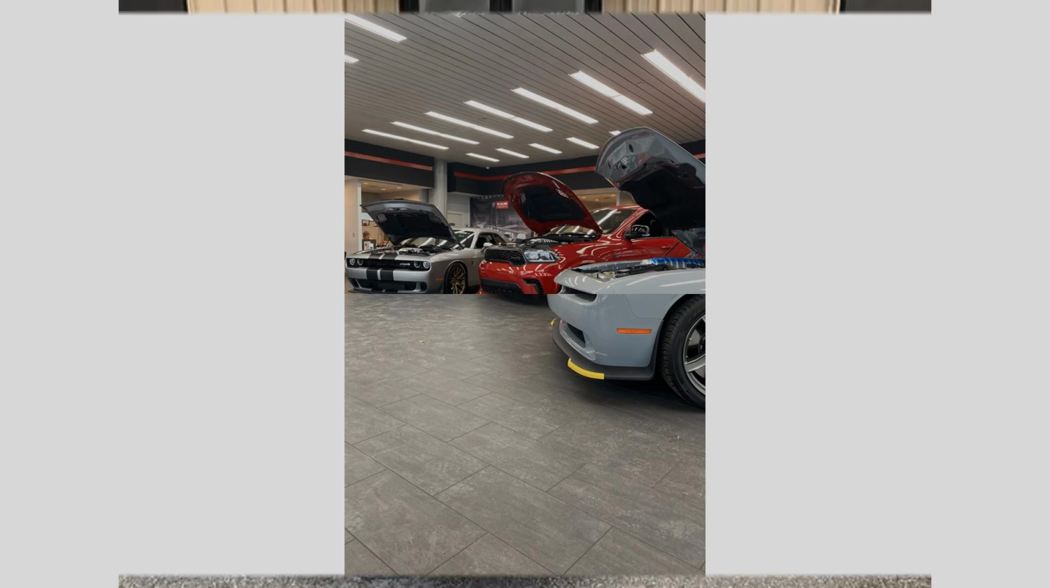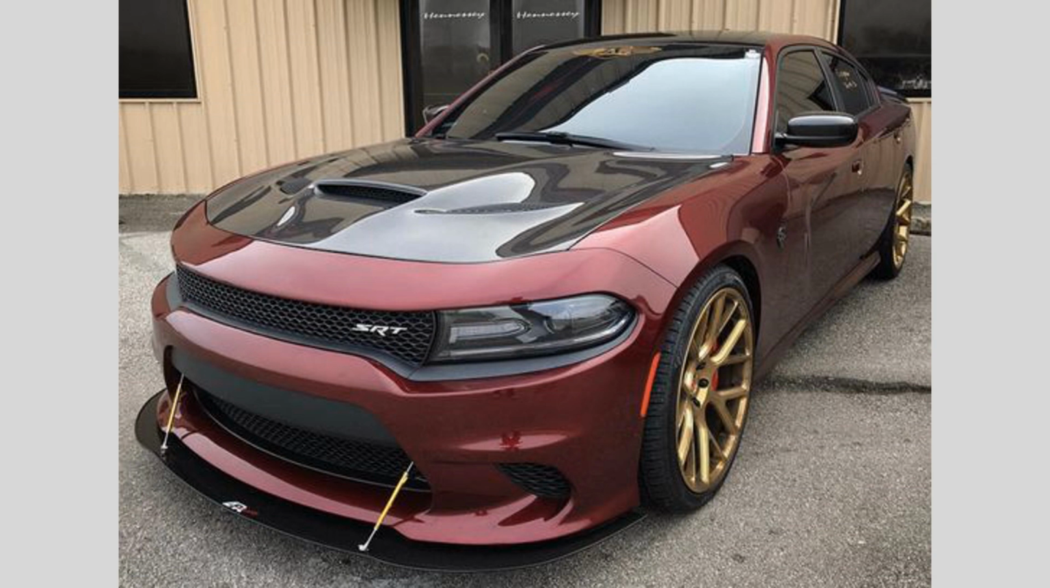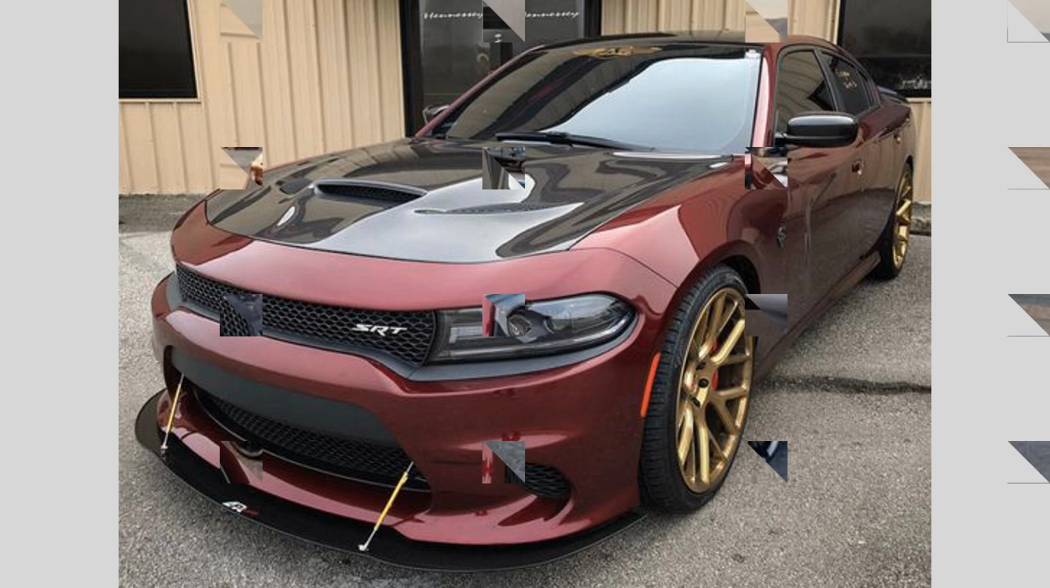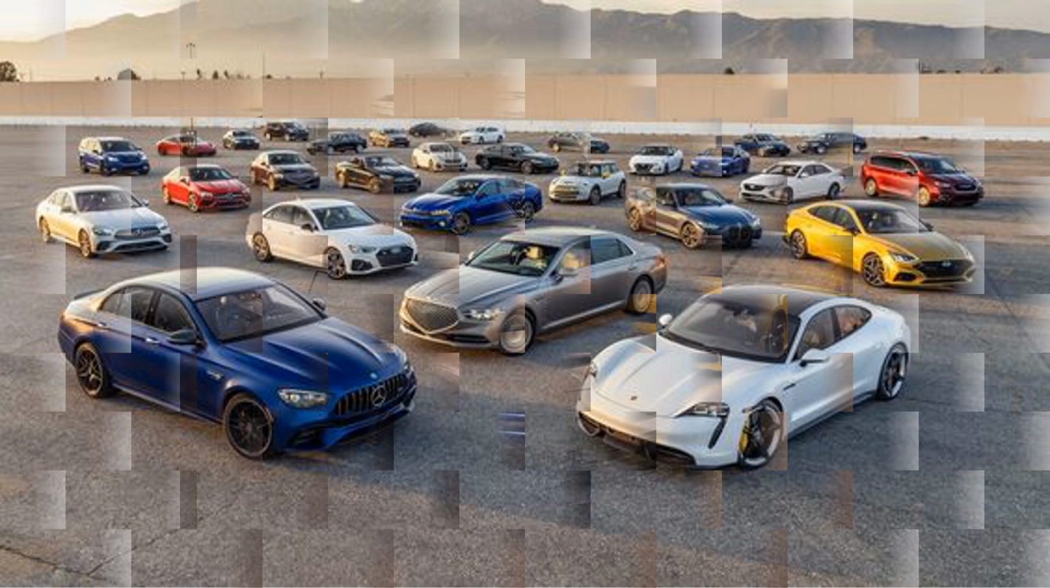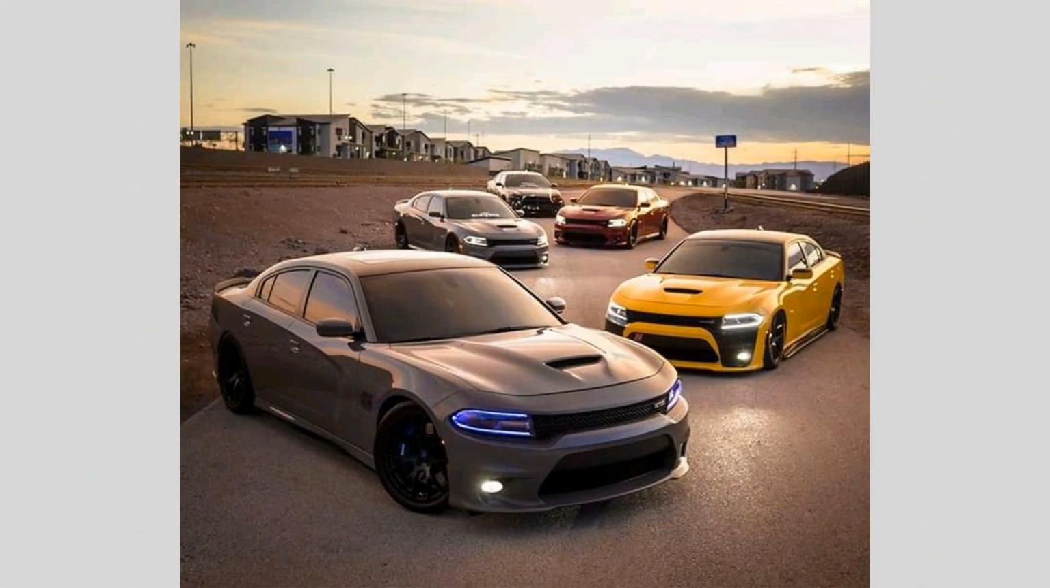Starting your own car club can be an exciting venture for automotive enthusiasts. It allows you to connect with like-minded individuals and share your passion for cars. Here are some steps to help you get started.